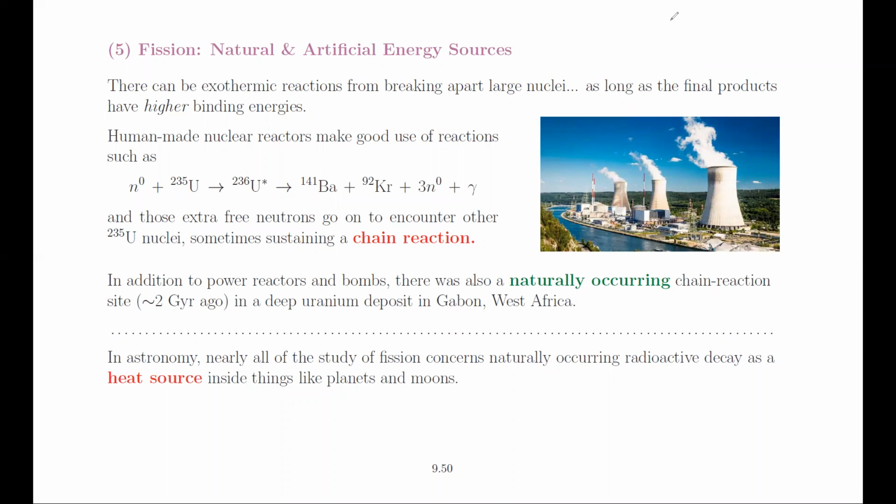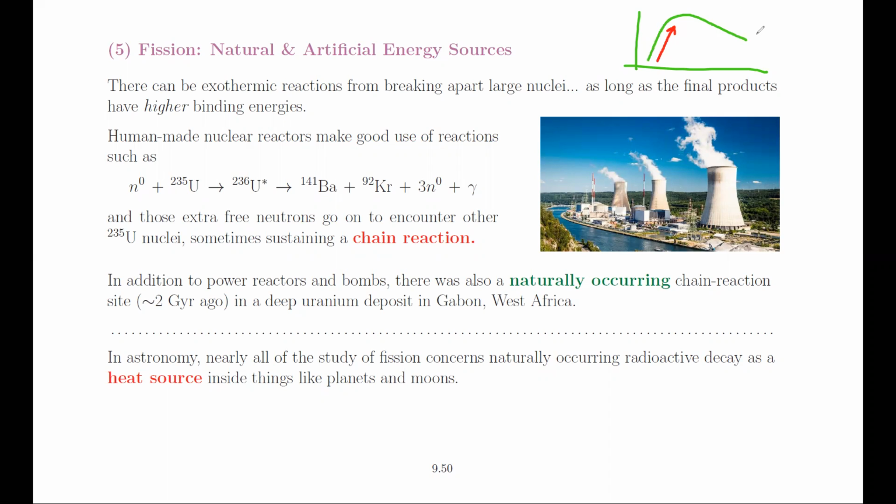If you remember, there was that binding energy curve, right? As a function of mass, it went up and then it went down again. And the way to generate energy was usually fusion, right? To take light nuclei and put them together into heavy nuclei. But you can also get energy by going up the binding energy curve when you're on the very heavy side.